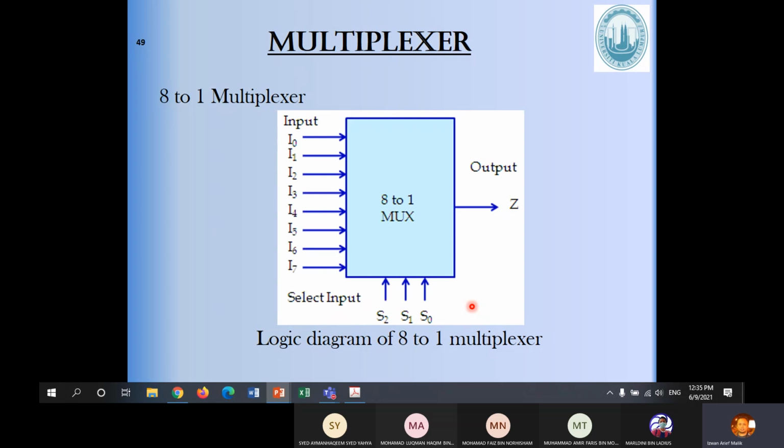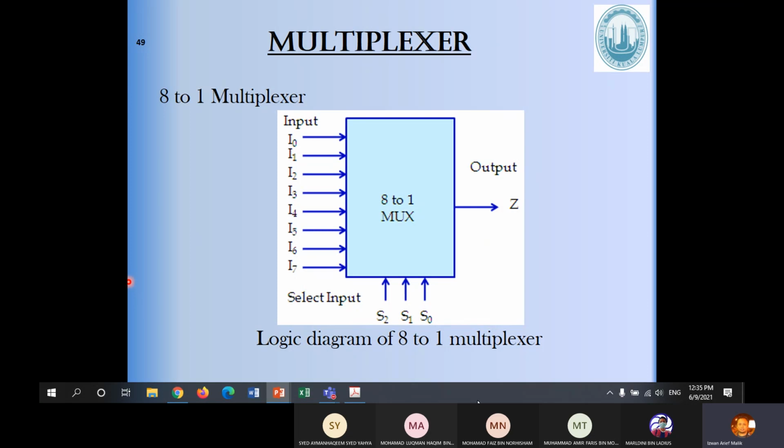Okay, 8 to 1 mux. Same kind of block diagram. Just add the number of inputs to become 8, and then log base 2 of 8. Log base 2 of 8, we will get 3. So the selector will be 3, and then the output is still 1. So 8 to 1 mux. Okay, what is different here is the number of selectors.